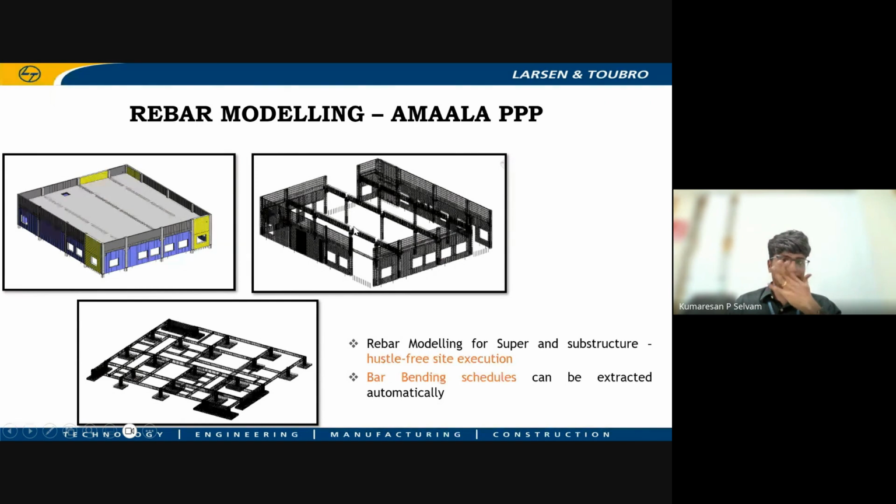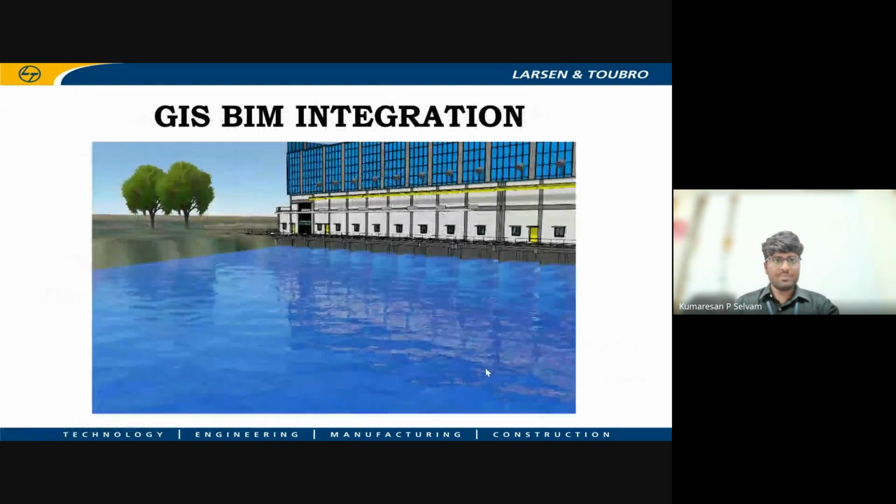With the BIM model itself, they identified that the shear keys and the holes provided in fabrication, like in the fabricated walls, were not matching each other. So accordingly, it was revised during the design stage itself, and all the reworks were avoided. And the bar bending schedule can also be extracted automatically.